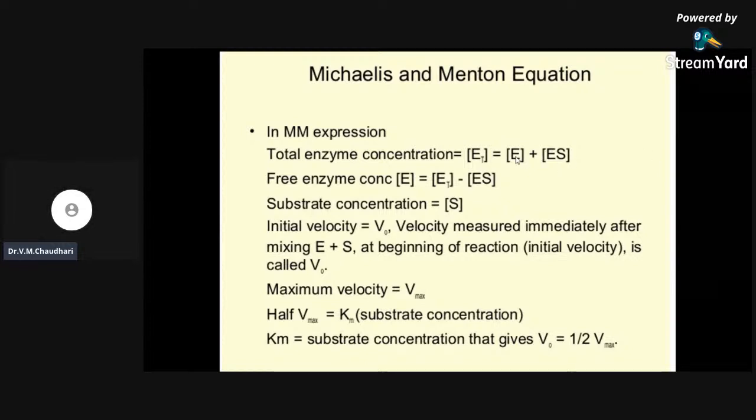Total enzyme is free enzyme plus enzyme substrate complex, that is the combined enzyme. Okay, then free enzyme concentration. Free enzyme concentration is calculated as the total enzyme minus enzyme substrate complex.